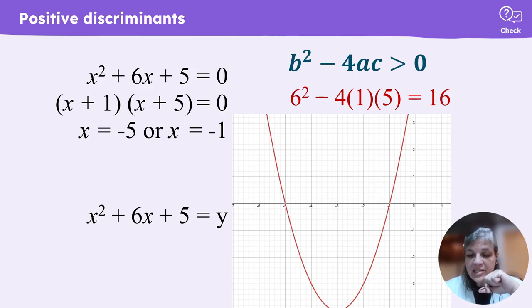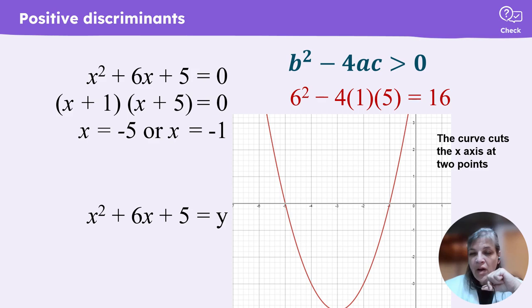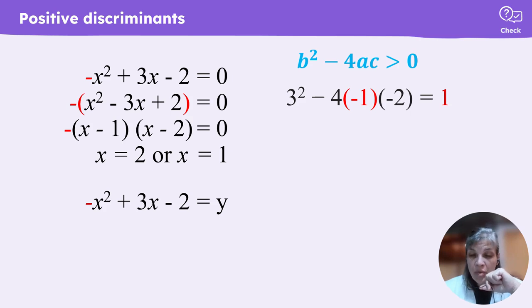And then we need to consider where the x-axis and this curve interact. And the curve cuts the x-axis at 2 points, at -5 and -1. So you can see those 2 points there. And that helps us to know what kind of curve it's going to be, what shape it's going to be. You can have a negative equation as long as it has a positive discriminant. It could also have two solutions.